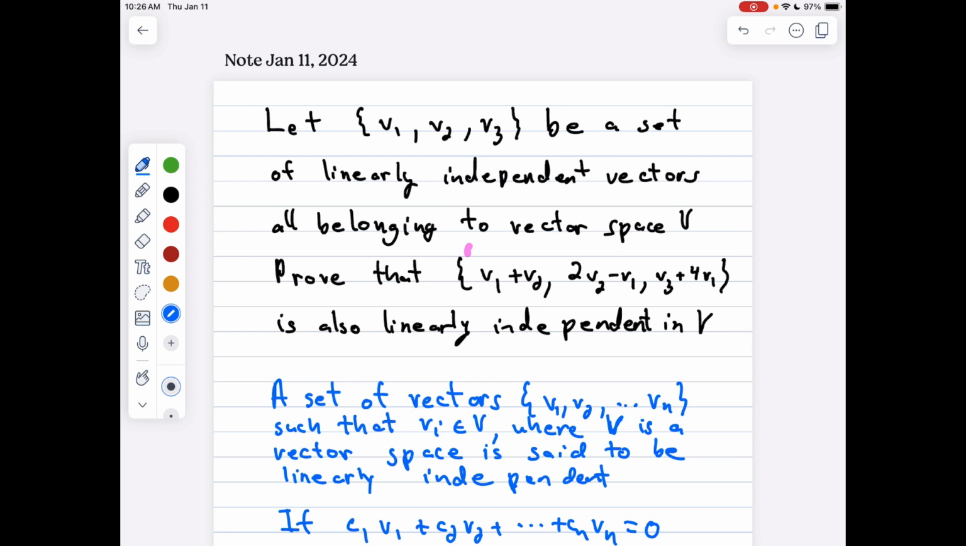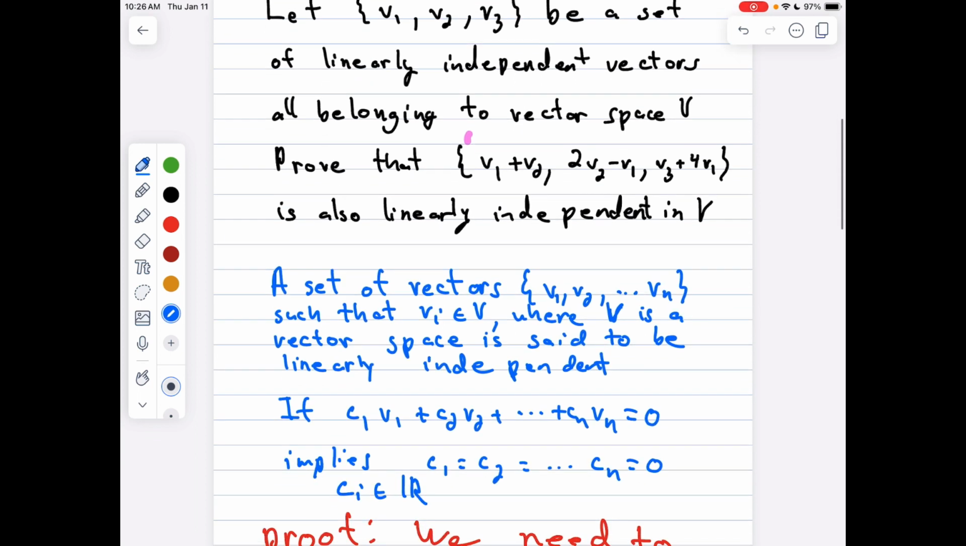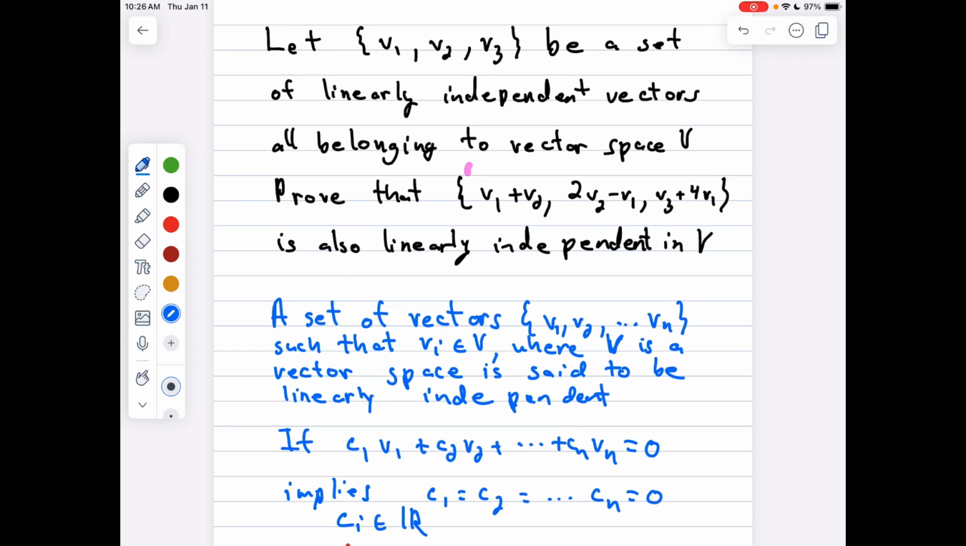And what we're going to do here is prove that the set made up of the vectors v1 plus v2, 2v2 minus v1, v3 plus 4v1, is also linearly independent in V. All right, so the first thing I'd like to start off with is going over the definition of a linearly independent set of vectors. There's a couple of definitions out there. Just to let you know, I'm going to use this one.